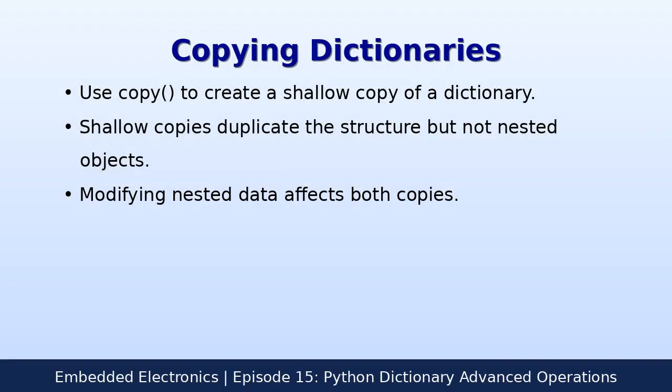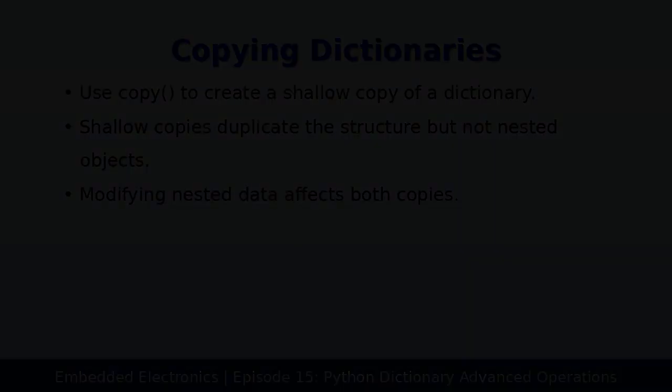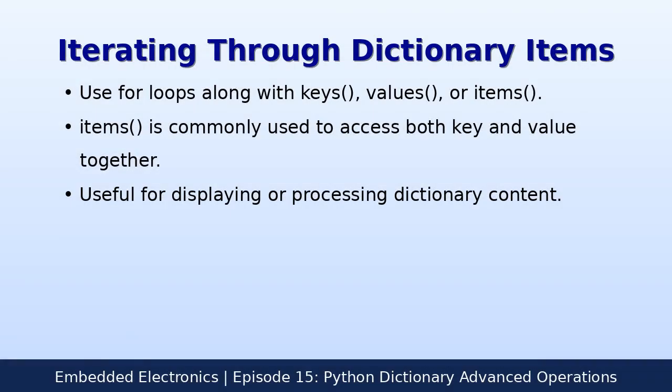You can copy a dictionary using the copy method. This creates a shallow copy, meaning nested data is still shared. You can loop through dictionary keys, values, or both using items. This helps in processing or displaying dictionary data.